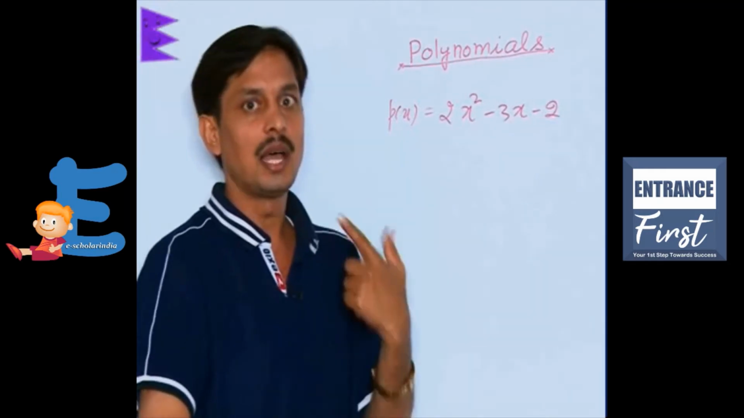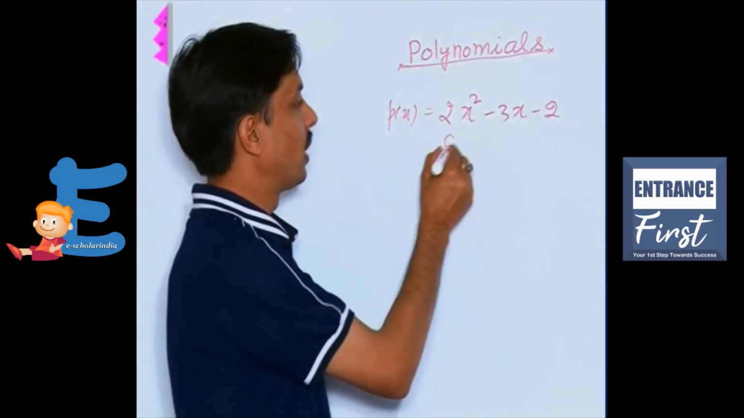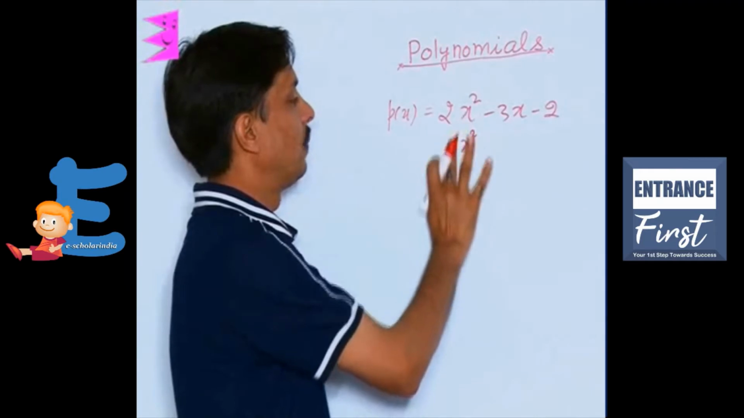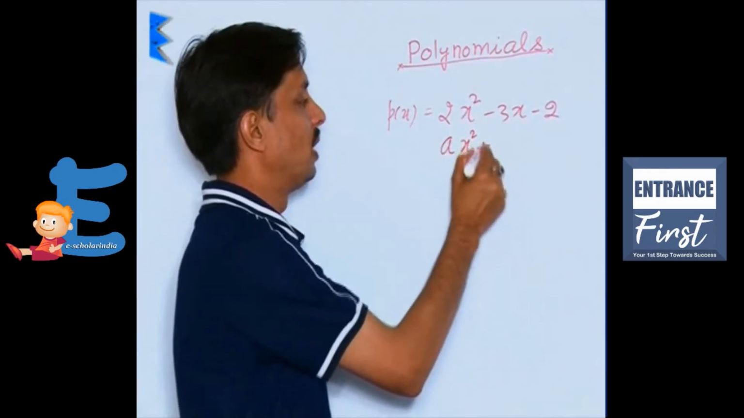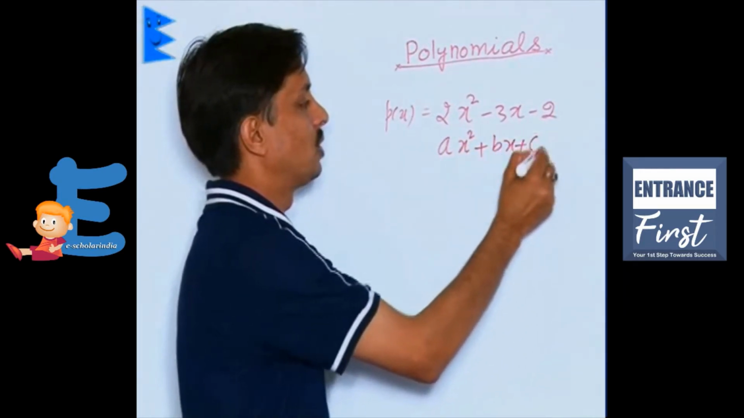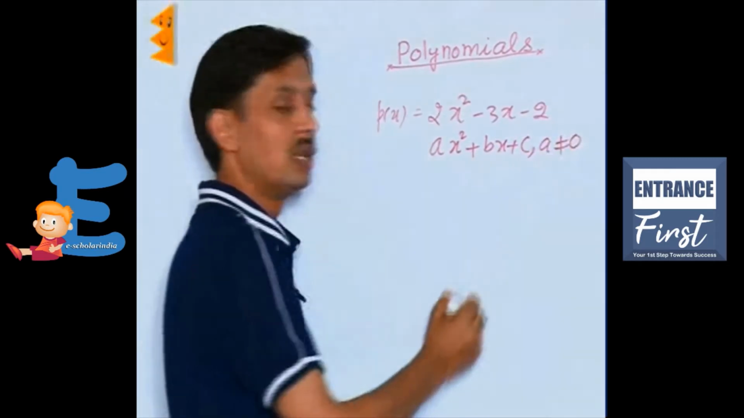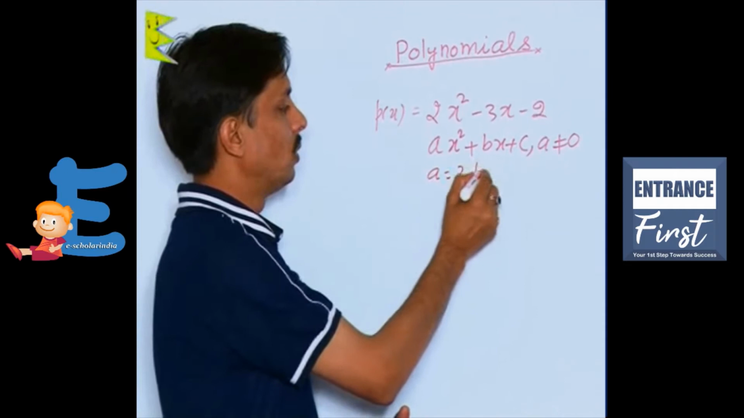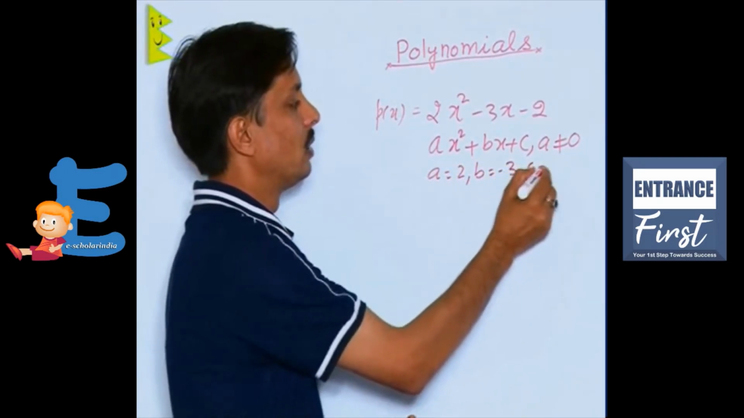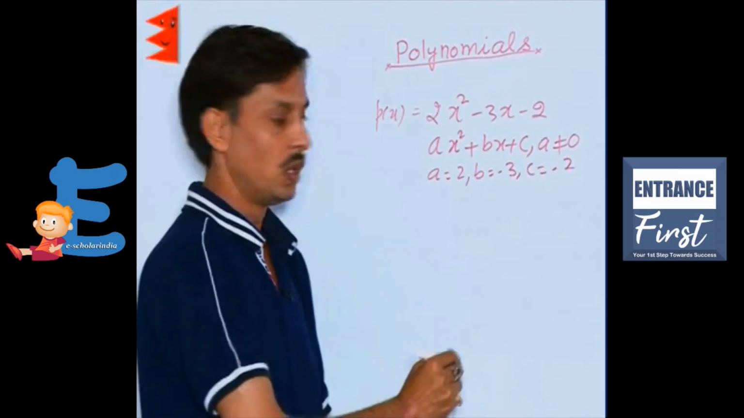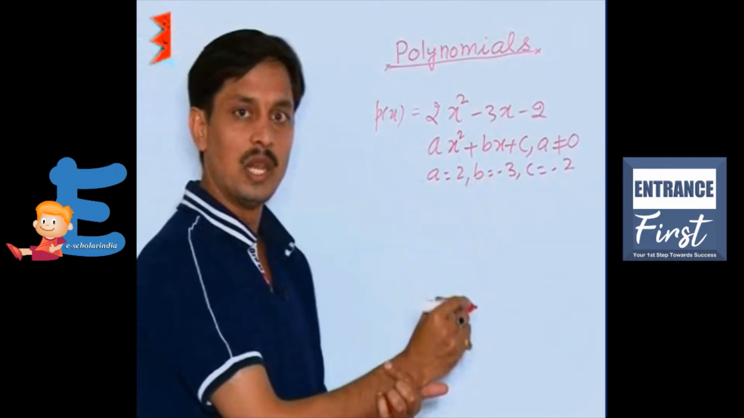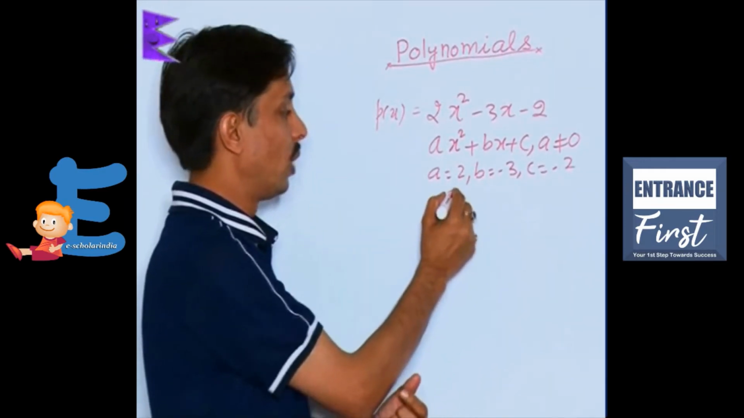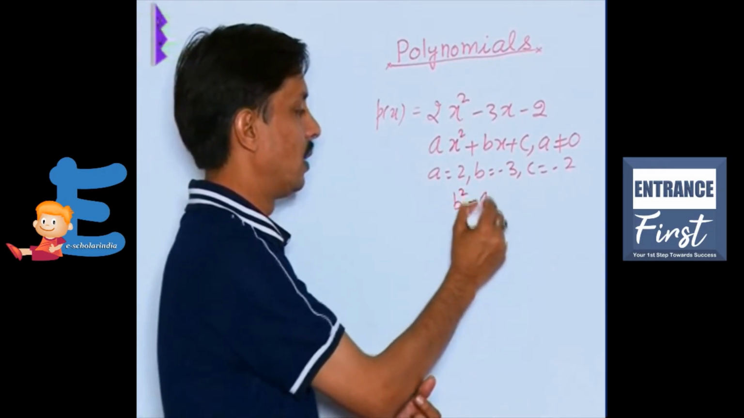You be with me, I will explain to you. First of all, you can say that the standard form of the quadratic polynomial is ax square plus bx plus c, provided a is not equal to 0. You can compare: a is 2, b is minus 3, c is minus 2.